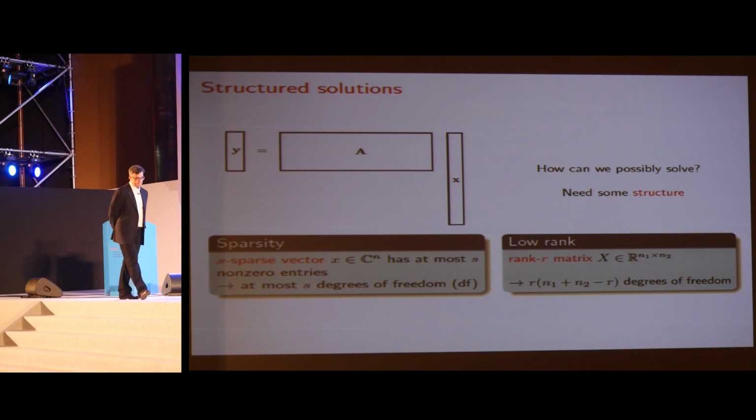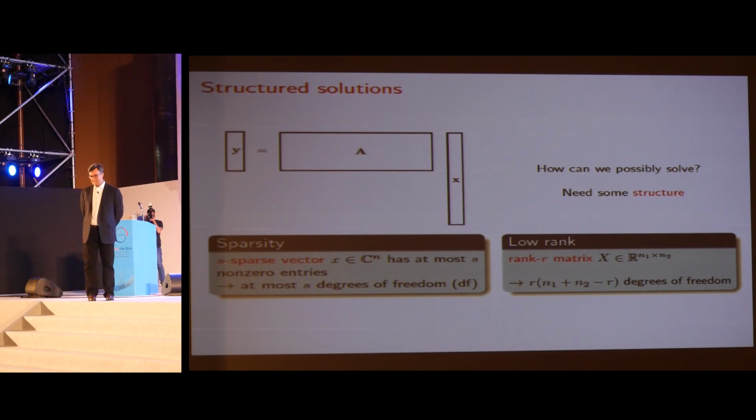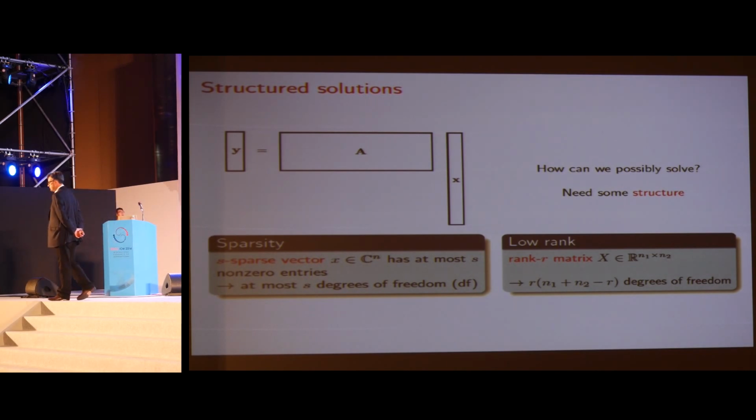The second concept of low complexity we're going to use is that we're going to work with matrices that we wish to recover that have low rank. So we're going to talk about rank R matrices, which have n1 rows and n2 columns. Likewise, low rank matrices have far fewer degrees of freedom than the ambient dimension suggests. In fact, if I look at the manifold of rank R matrices, it is of this dimension, and so it is much smaller than n1 times n2 if R is small.